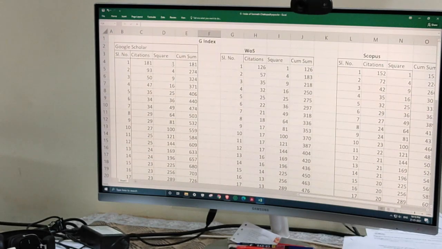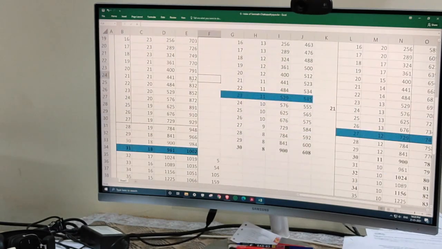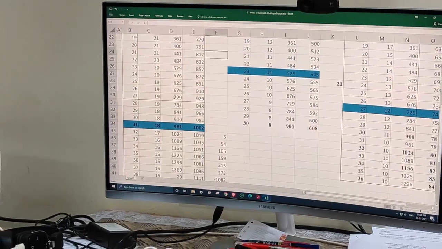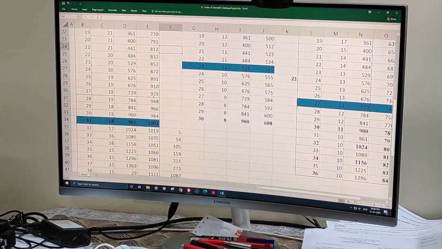And here is the square. Square of 1 is 1, square of 2 is 4, square of 3 is 9, square of 4 is 16. So in one column the squares and in one column the cumulative sum, and I have to calculate where my sums are less than the squares. Beyond that point, that will be my citation index. Here you will find that up to 27 papers, the square of 27 is 729. So this is more.